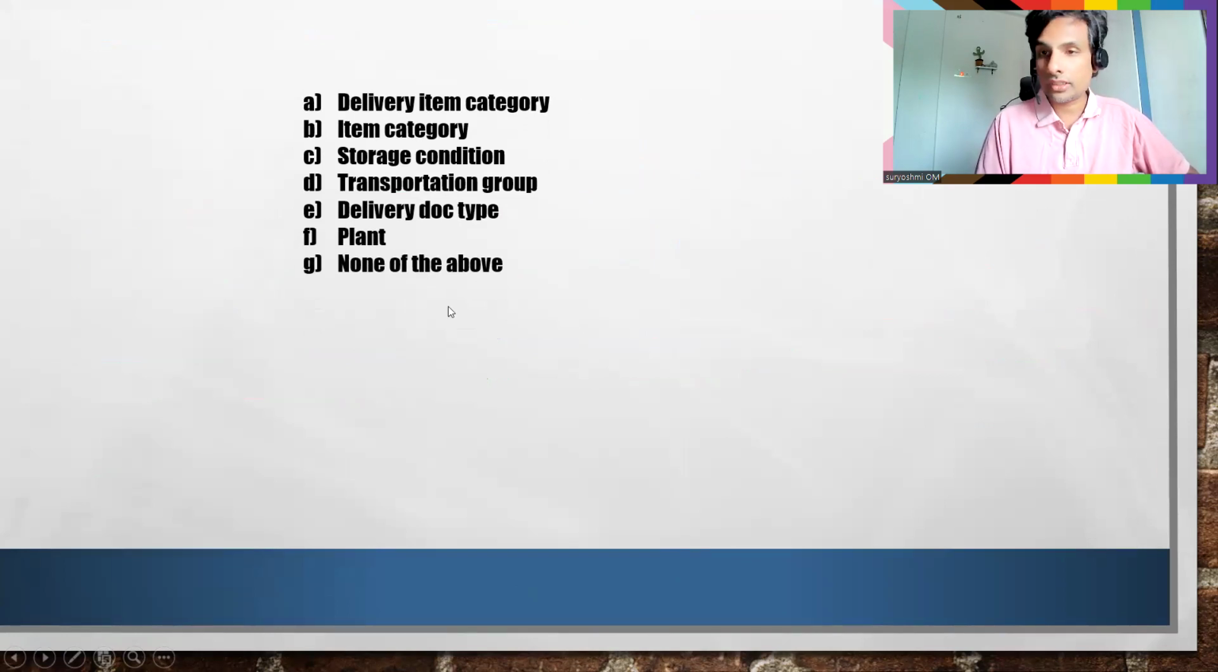Certain options are correct in this. Delivery item category: there is no relation between picking location and delivery item category definition. And your sales item category definition also, there is no relationship. So these two options are absolutely ruled out.